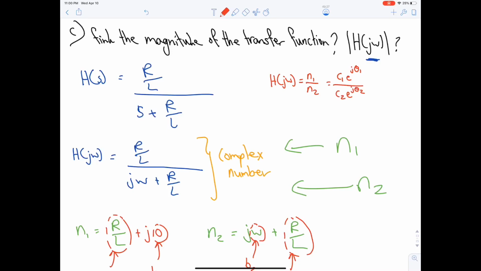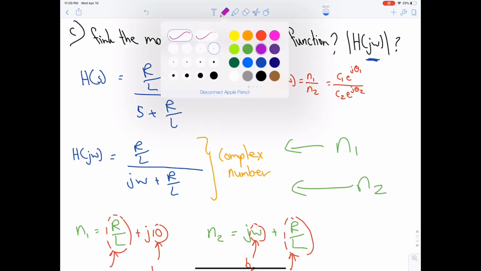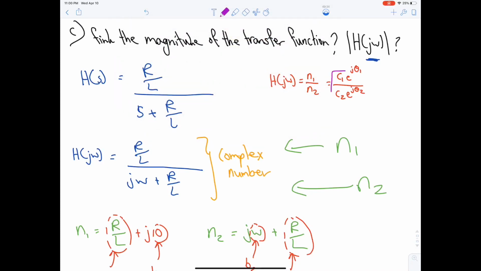Now if I want only the magnitudes, it's what? It's C1 divided by C2. That's why the magnitude is C1 divided by C2. Now if I ask you what is the phase angle, it will be theta 1 minus theta 2. Why is it minus? Because theta 1 is a power and theta 2 is a power.